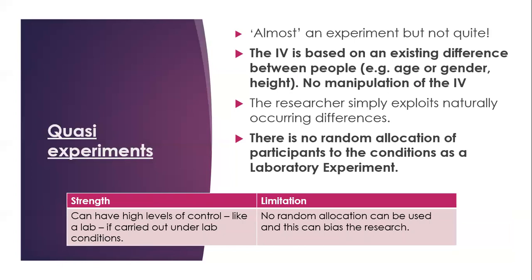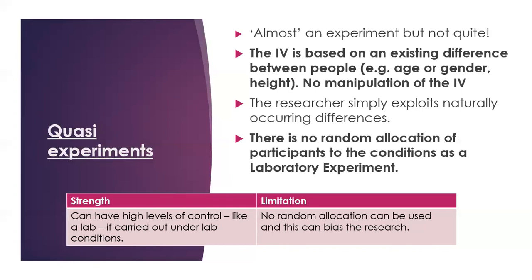Let's just finish off with its strengths and limitations. Now, a strength of a quasi experiment, it can have high levels of control because we could carry it out like a laboratory experiment. If I have 2 conditions, because there's always 2 conditions of the IV, I might have the 16-year-olds in one condition and the 18-year-olds in another condition, and therefore we carry it out like a laboratory experiment. So that's a good thing, right?